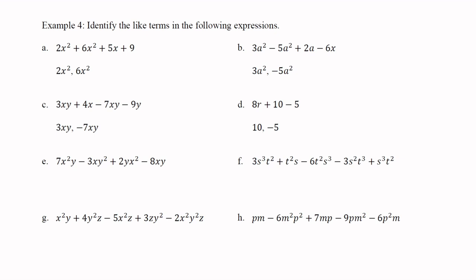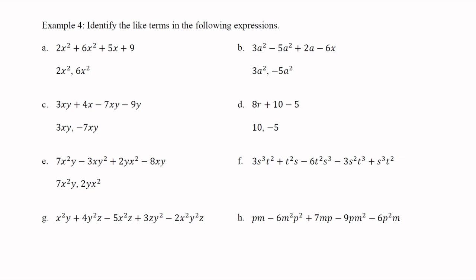So let's take a closer look at these terms. The first term is x squared y. The third term is yx squared, but we can flip that and make it x squared y, and it would be the same thing. So our like terms here are 7x squared y and the 2yx squared.